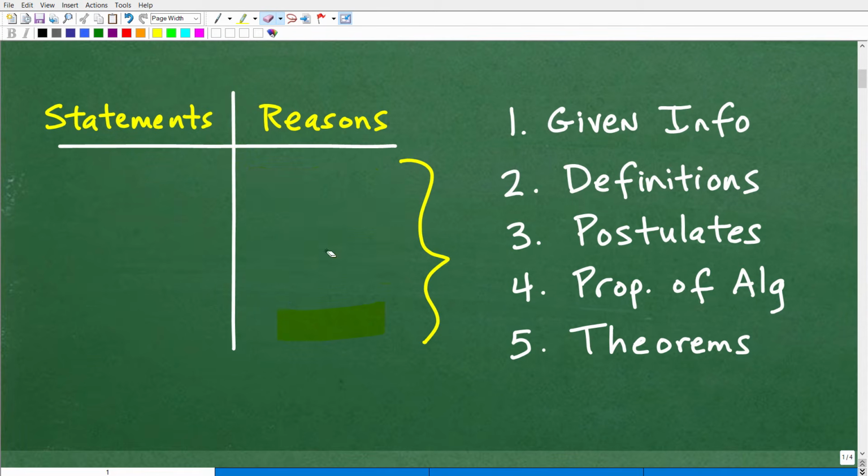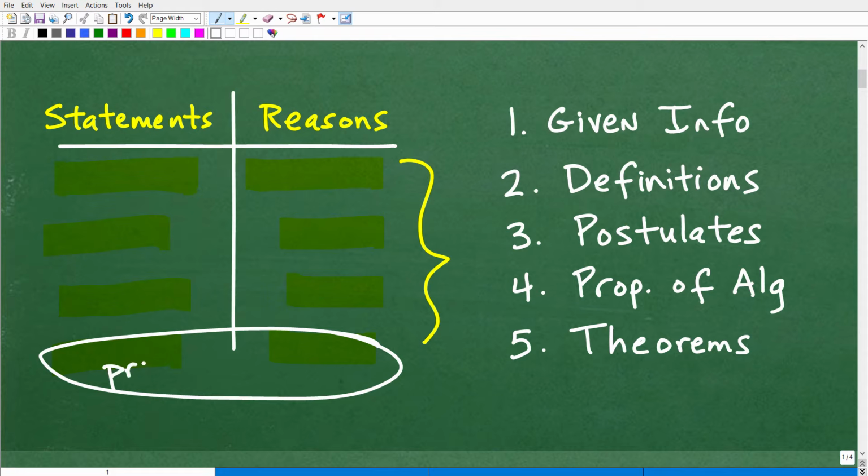But there are very specific rules when we're dealing with geometric proofs. So we're going to give a statement and then a reason, and we're going to continue to make as many statements and back them up with as many reasons until we reach our final conclusion, until we have proved what we want to prove.